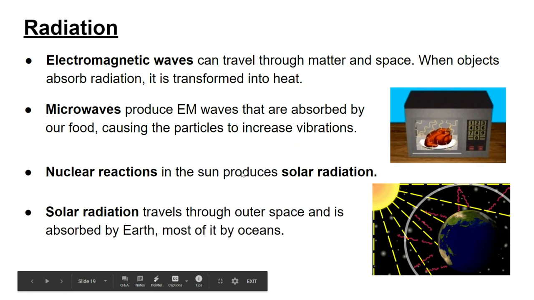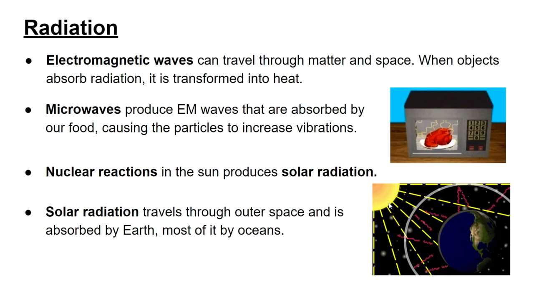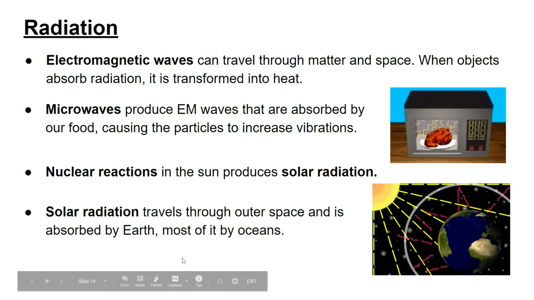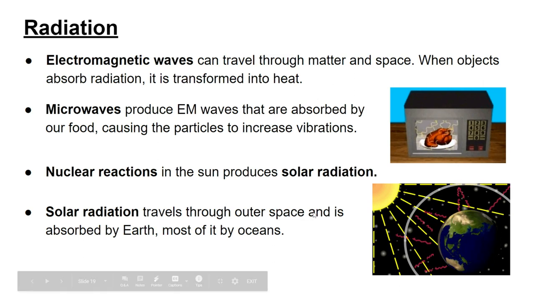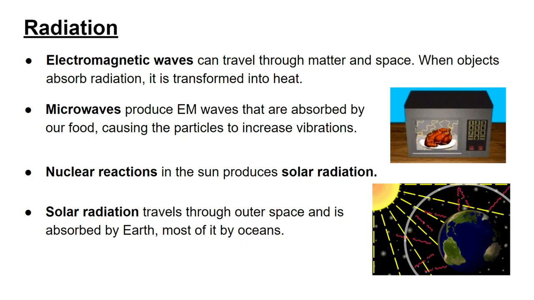Nuclear radiation in the sun produces solar radiation. In the sun, a number of nuclear reactions are happening, and the sun produces this solar radiation, which comes to the Earth. The solar radiation travels through outer space and is absorbed by the Earth. By the way, most of it is absorbed by the ocean. 71% of the Earth is covered by the ocean, and much of the solar radiation is absorbed by this ocean. Thank God that we have oceans.